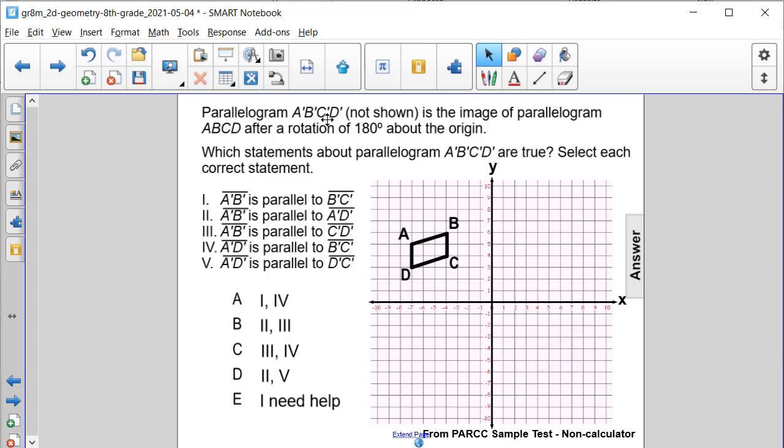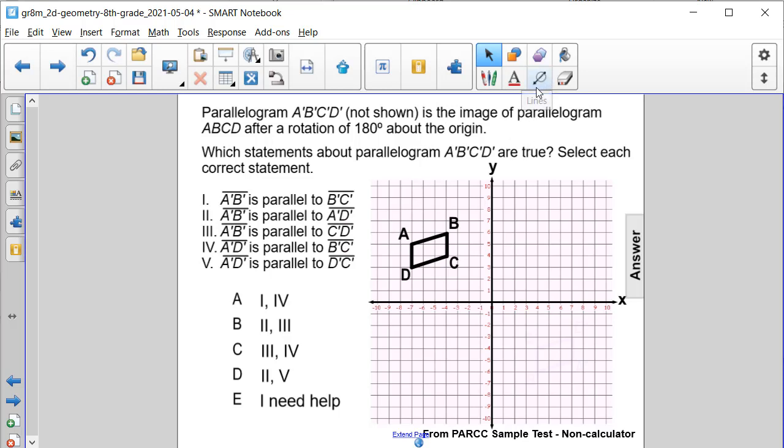Parallelogram A prime, B prime, C prime, D prime, which is not shown, is the image of parallelogram ABCD after a rotation of 180 degrees about the origin. Which statements about parallelogram A prime, B prime, C prime, D prime are true? Select each correct statement, which are labeled with Roman numerals, and then our answer choices have a couple of Roman numerals with them. All right, so these are all referring to image segments.